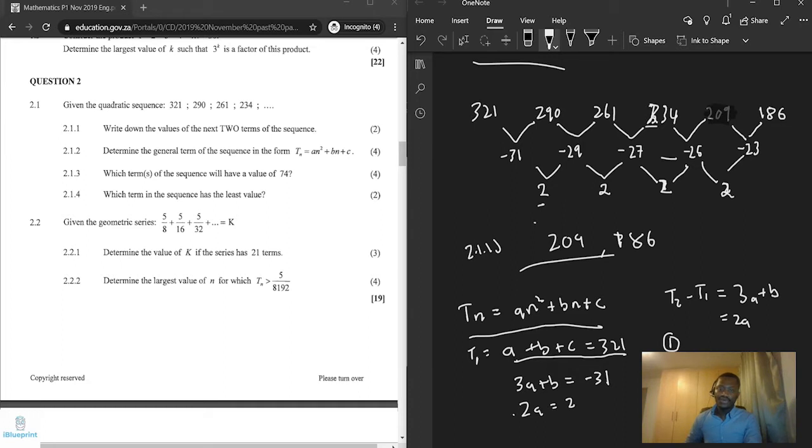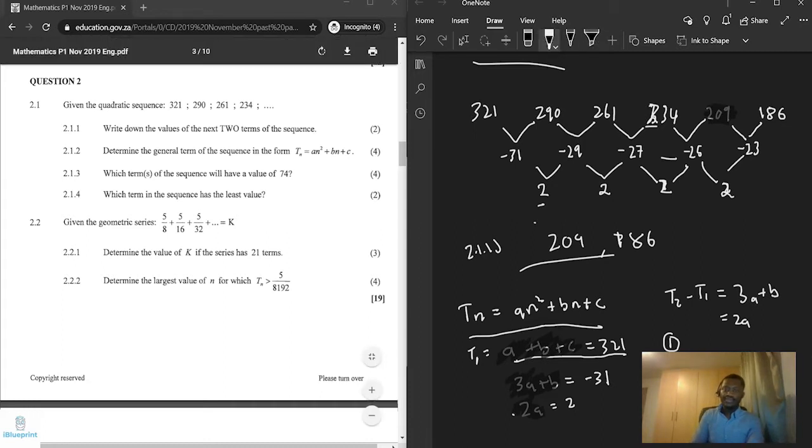These ones you can just commit to memory, because unless they ask you to prove it, it's helpful to just exercise on your own to know exactly how it is derived. But for most purposes, you can just recall this from memory and apply it. Okay, so let's apply it.